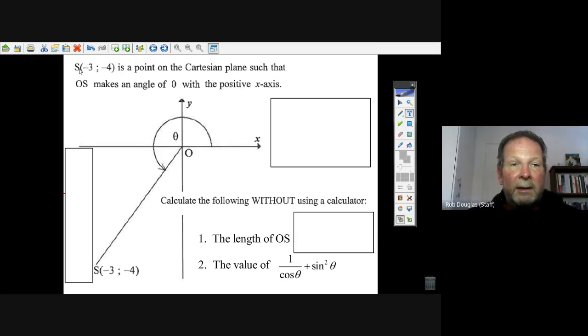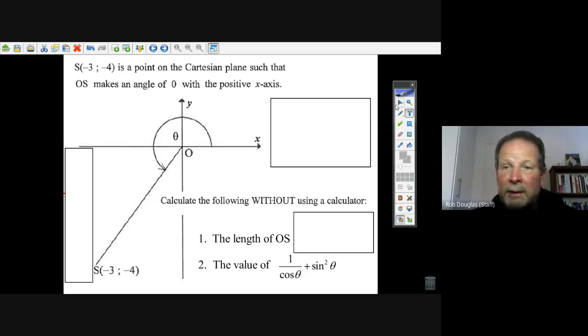Here's the question. You're given a point, -3 and -4, down here in the Cartesian plane. This is the first quadrant, second quadrant, that's the third quadrant. Now, OS makes an angle of theta, this big angle here, with the positive x-axis. This is the big angle theta. This is called its reference angle up here. Now, without a calculator, you're supposed to figure out the length of OS.